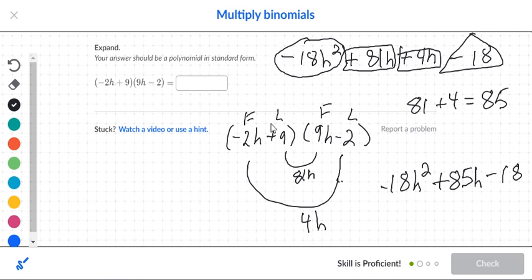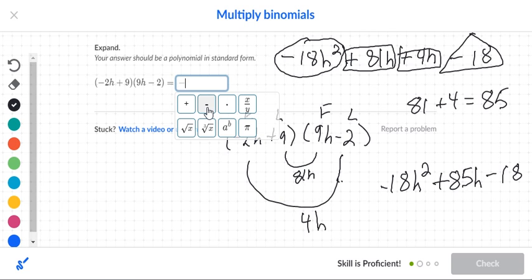So again, I recognize what my first terms are, what my last terms are. I take negative 2 times 9, that's a negative 18. Count up my letters, that's h to the second. My double smiles, 9 times 9, these numbers here, 9 and 9h. So 9 times 9 is 81 with the letter h. My outside smiles, negative 2 is a positive 4 with the letter h. So I wrote down 81h plus 4h. I finish up my last terms. 9 times 2 is 18, or a negative 18.